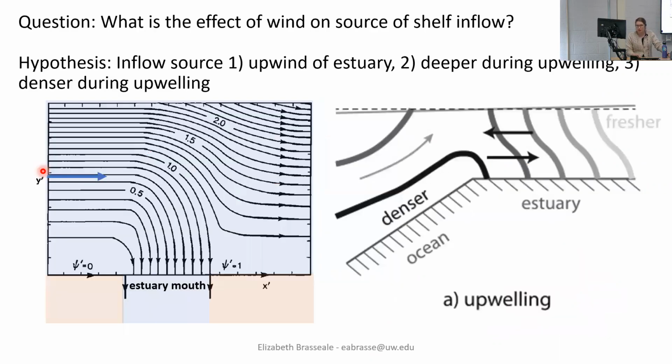So just to wrap up the sort of pure physics part of this, we had, what is the effect of wind on the source of shelf inflow? We hypothesized that inflow would come from the upwind direction, just sort of like when wind is coming from this way, the water would come in from this way. And then that it would be deeper and denser under upwelling.